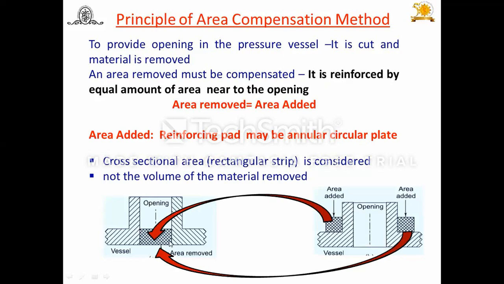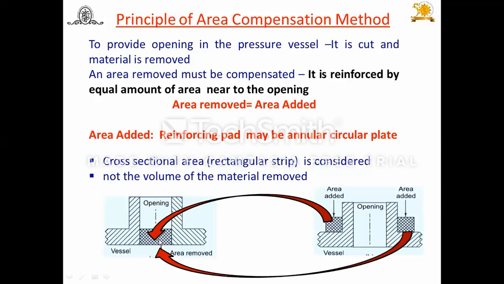Look at this. The bottom side is the pressure vessel, and we would like to put the opening here. Now the opening is provided, which means this material is removed from the pressure vessel. After removing this material, how do we compensate for what was cut? Extra material is added at the vicinity of this opening. Suppose this opening is a nozzle. The area of the removed material should be equal to the area added at the vicinity of the opening. Look at this.